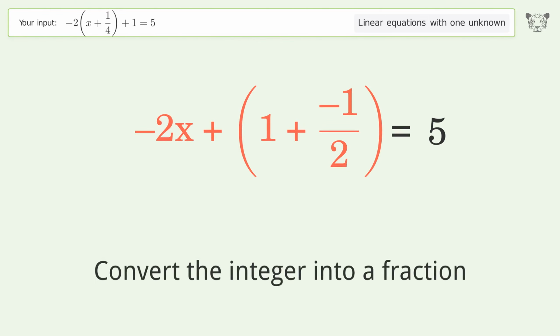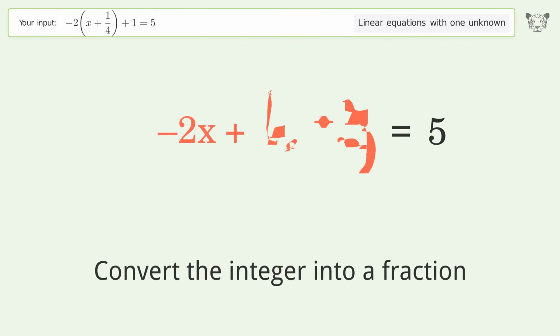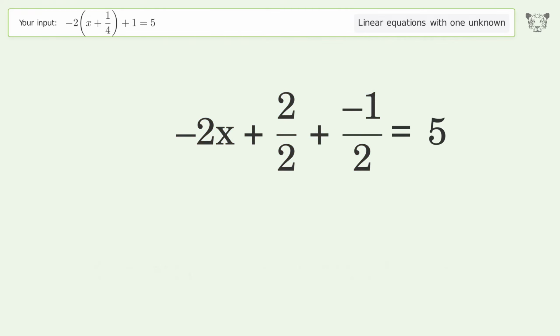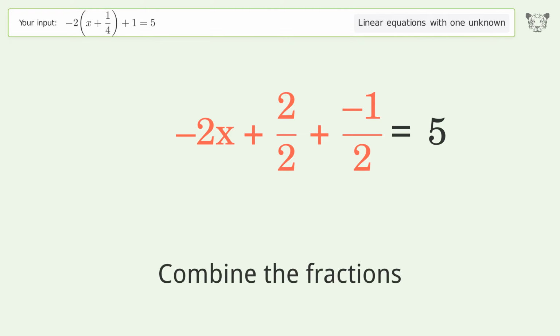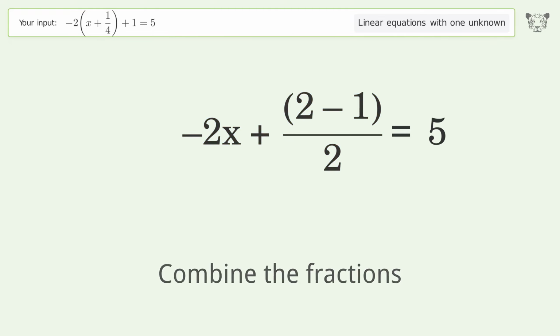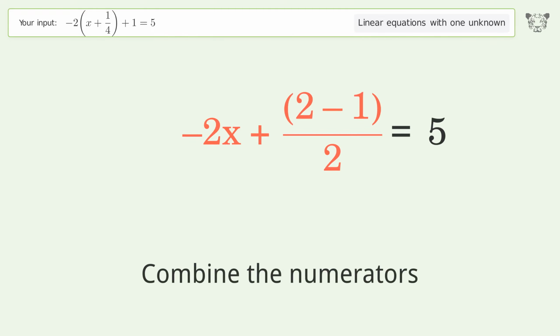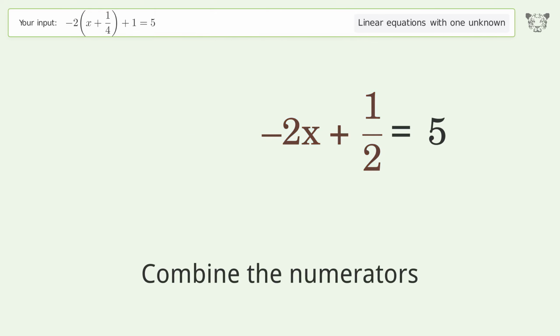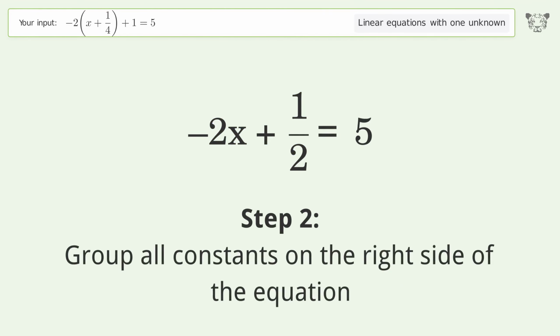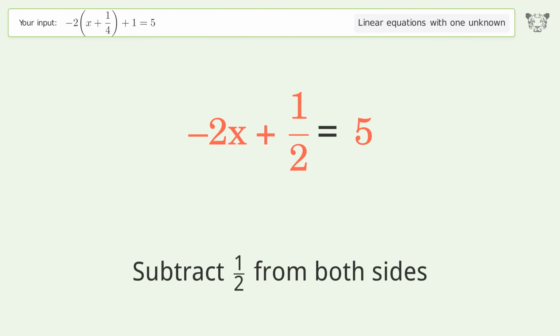Convert the integer into a fraction. Combine the fractions. Combine the numerators. Group all constants on the right side of the equation. Subtract 1/2 from both sides.